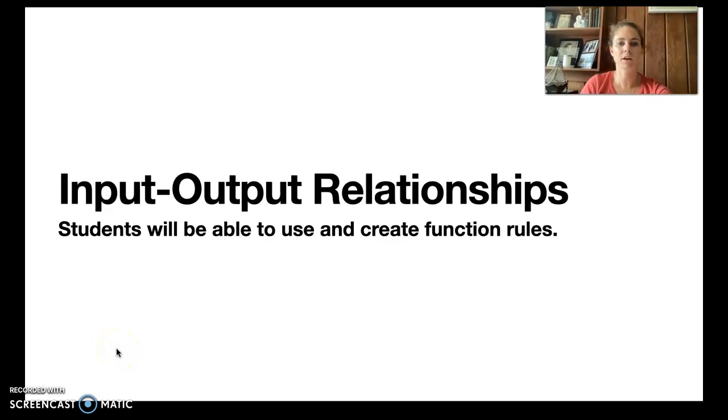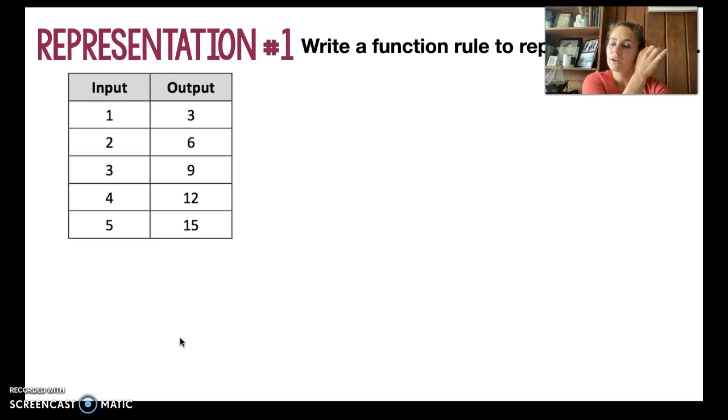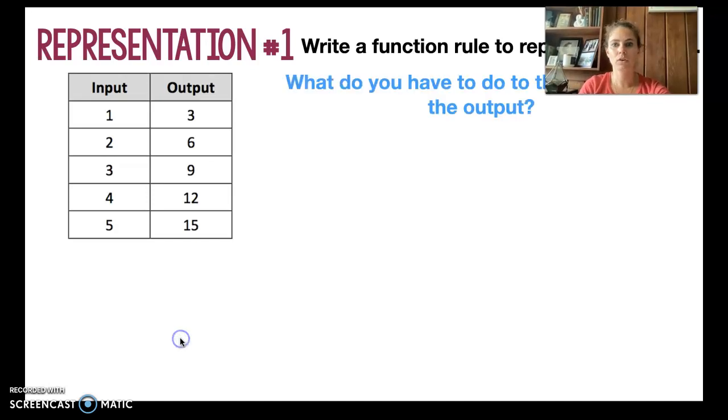In this video, we're going to be talking about input-output relationships, but this time our focus is on creating those function rules. So we are given a representation. In this case, it's a table, and they're asking us to write a function rule that represents it. So our goal is to figure out, well, what would we have to do to the input values to get the output values?